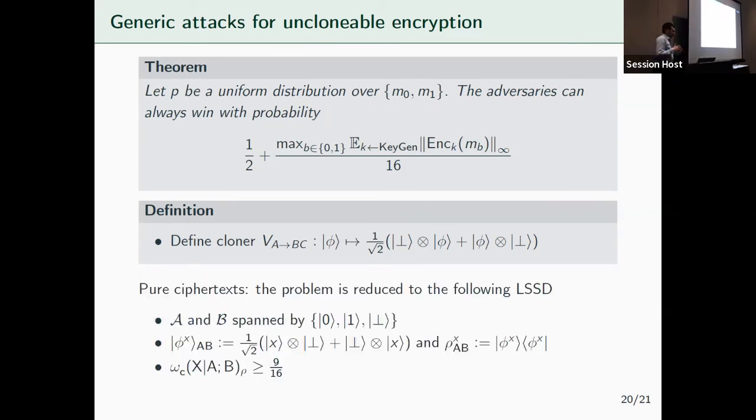If you suppose that everything is pure, the ciphertexts are pure, then the problem is completely reduced to an LSSD. And for this LSSD, we have to find the classical value. We were able to lower bound the classical value by 9/16. And this is exactly the same as the value that we have in the theorem if the states are pure. Then the numerator is 1, and we get this 9/16.